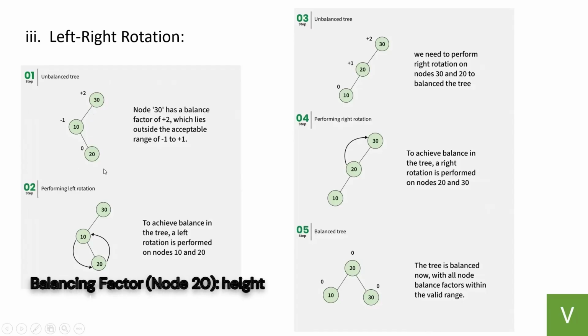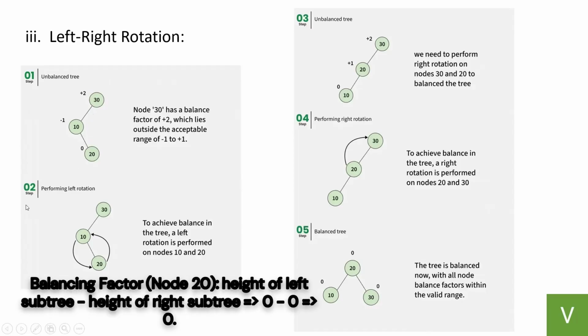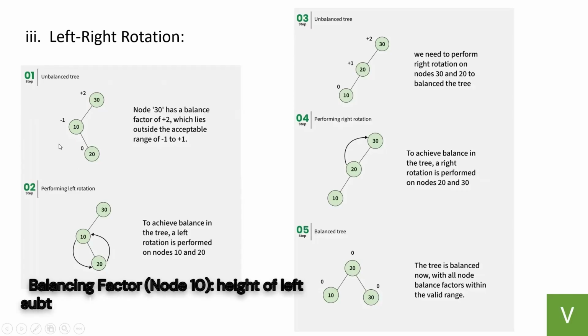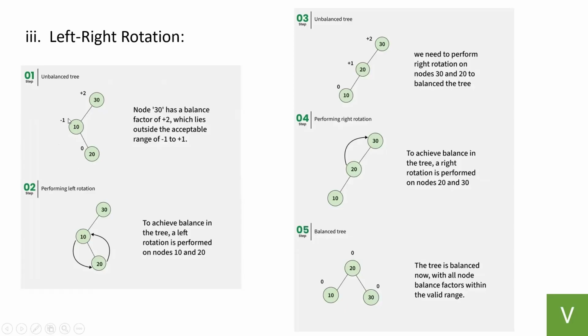We will check the balancing factor, which is height of left subtree 0 minus height of right subtree 0. 0 minus 0, 0, which is a valid balancing factor. Now we will check the balancing factor for the node 10. Height of left subtree 0 minus height of right subtree, which is 1. So 0 minus 1, minus 1, which is a valid balancing factor.